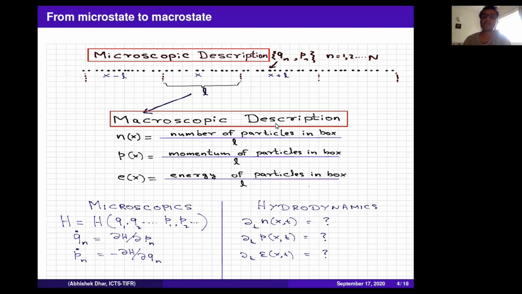So we'll look at just a one-dimensional system. Let's say I have this chain of particles or a gas of particles marked by these small dots. The microscopic description is that each particle has a position and a momentum, Q_n and P_n, for n particles. The macroscopic description is that I divide the box into small boxes of size L. This L is large in the sense that it contains a large number of particles, but it is small compared to the full system size.